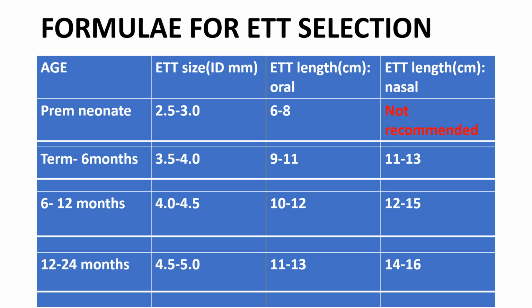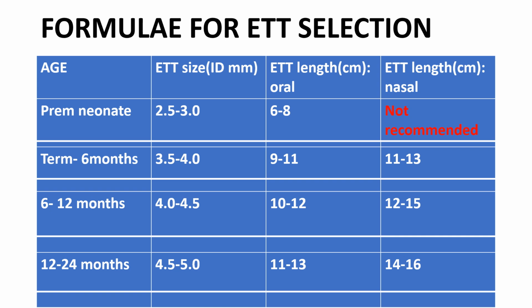Then for the oral length, it's 9 to 11 centimeters. And for the nasal length is 11 to 13 centimeters. For 6 months to 12 months old babies, we use ETT size 4.0 to 4.5 with an oral length of 10 to 12 centimeters and nasal length of 12 to 15 centimeters.